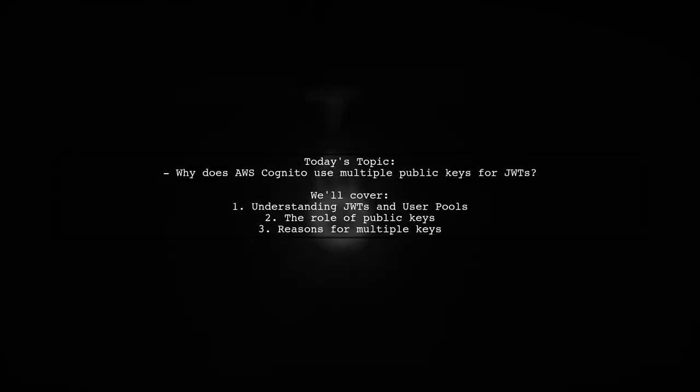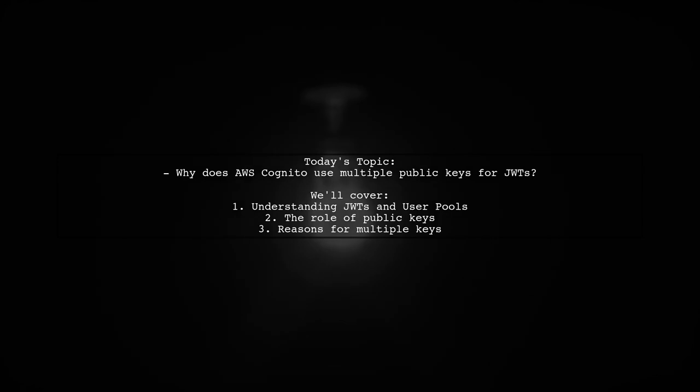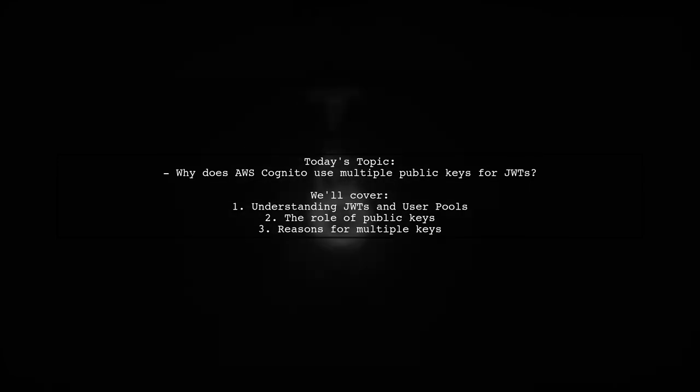Today, we're diving into a fascinating aspect of AWS Cognito. One of our viewers has a question about why AWS Cognito uses multiple public keys for JSON Web Tokens, or JWTs. They notice that when downloading the JWT set for a specific user pool, the JSON contains two keys, yet all users seem to utilize just one of them. So what's the purpose of having multiple keys per user pool? Let's explore this intriguing topic together.